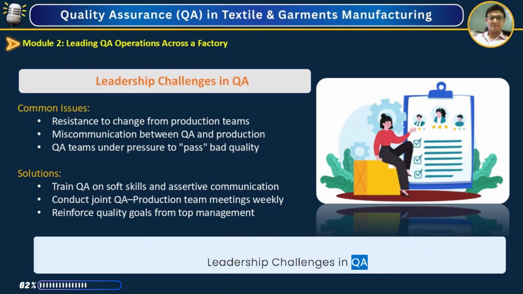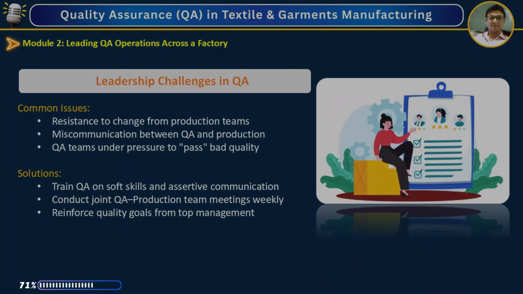Leadership challenges in QA. Common issues: resistance to change from production teams, miscommunication between QA and production, QA teams under pressure to pass bad quality. Solutions: train QA on soft skills and assertive communication. Conduct joint QA, production team meetings weekly. Reinforce quality goals from top management.